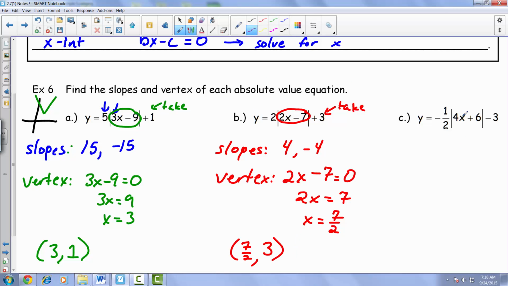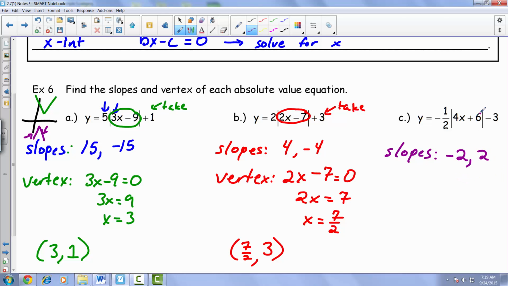Last one, C. For slopes, again, just multiplying this number in front of the absolute value by the number right in front of x. So negative a half times positive 4 comes out to be negative 2. And so essentially what you're seeing there is maybe like, because this a value is negative, it'd be opening down. So maybe something like that. You'd be seeing this part, that slope, but notice you're still taking the opposite of that to get the positive slope on the other side. So your slope is still going to also be positive 2.